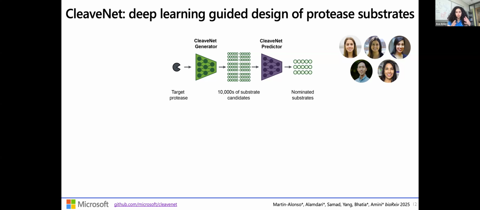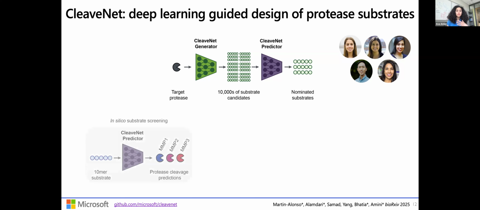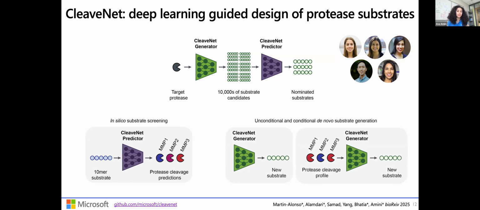And so, as you can probably appreciate from this layout, the CleaveNet pipeline consists of two components. The first is a predictive model where, given an input amino acid sequence, we can generate continuous cleavage scores across a range of protease enzymes of interest. And we couple this with a generative model from which we can either sample unconditionally to generate new sequences that are going to be in distribution of this possible design space.